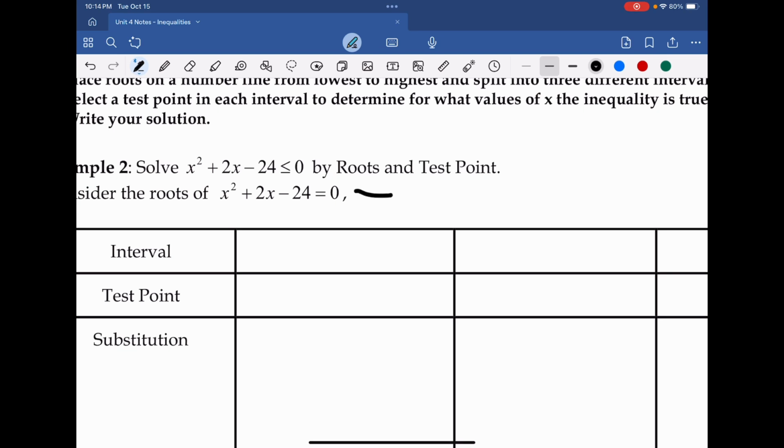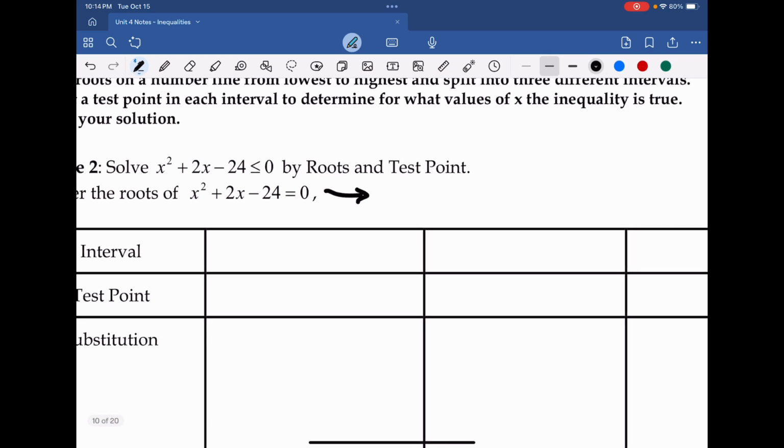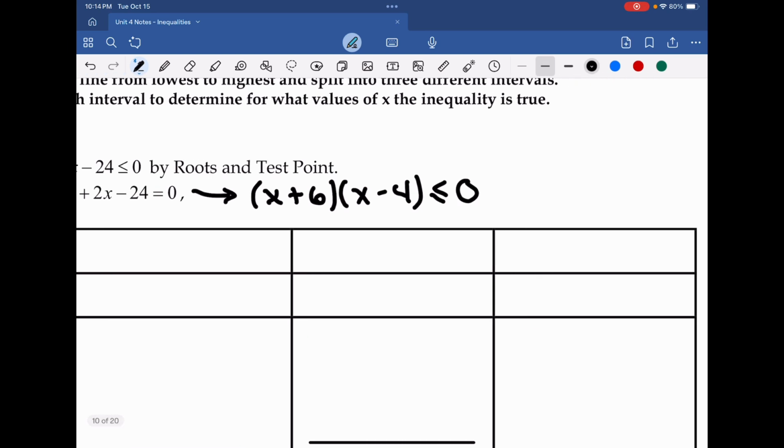What we want to do is figure out the roots of this. Right away, we're going to factor this. We know we have to multiply to make negative 24 and add to make positive 2. The numbers that do this for me are x plus 6 and x minus 4, which will be less than or equal to 0 here. Or in this case, because we're trying to figure out the x-intercepts, let's keep the inequality in there just because we're going to use this inequality.